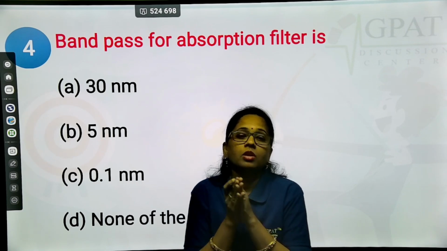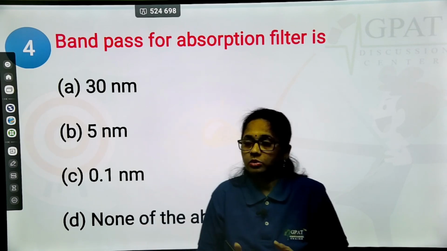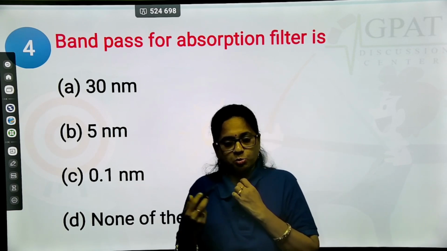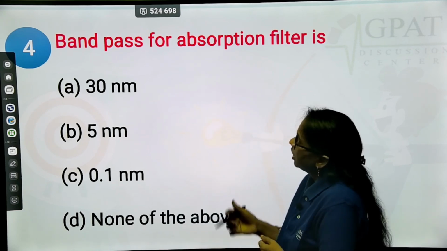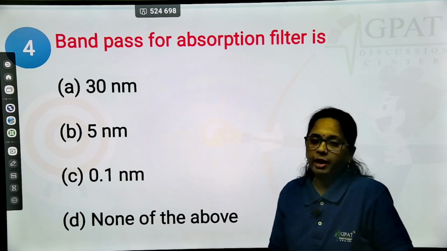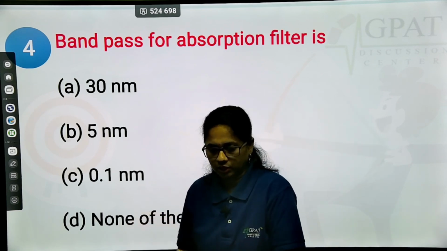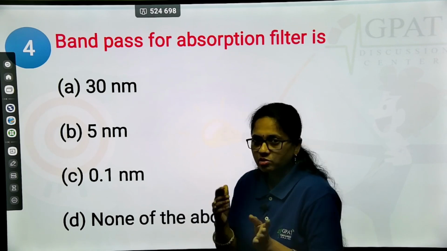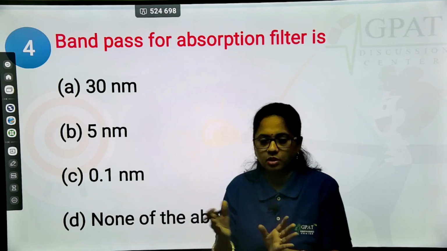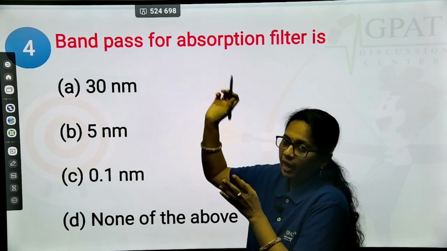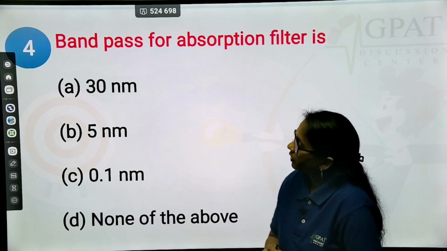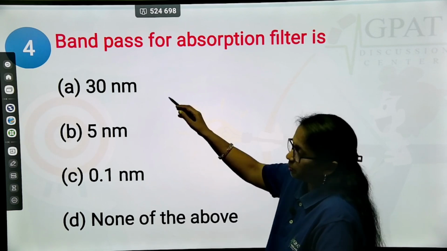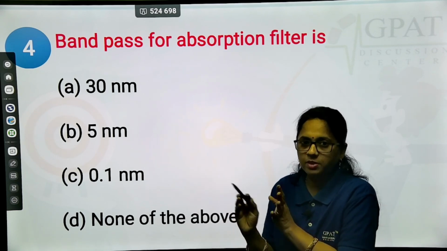Like filters, prisms, gratings. Whenever you have filters, they are again of two types: absorption filters and interference filters. So for absorption filters, what is a band pass? Band pass or band width, whatever it is. If you are observing the entrance slit and exit slit, the slit widths are also very important, because based on that the band width is also going to be affected. And with an absorption filter, you can definitely say the bandwidth is more than with prisms and gratings.